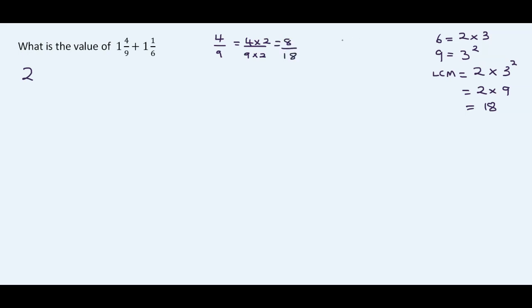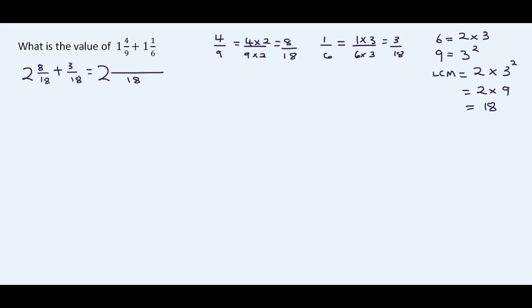And then we have 1 over 6. We're going to convert this to a fraction with a denominator of 18. We multiply 6 by 3. So we have to multiply 1 by 3 as well. So this is 3 over 18. So now we have 2, 8 over 18 plus 3 over 18. So we still have 2 as our whole number.